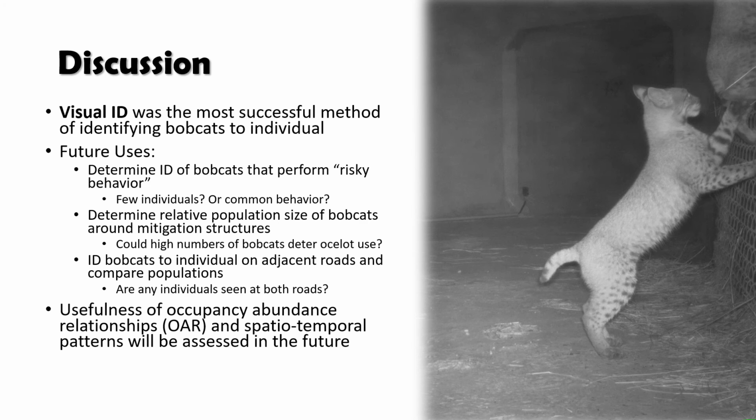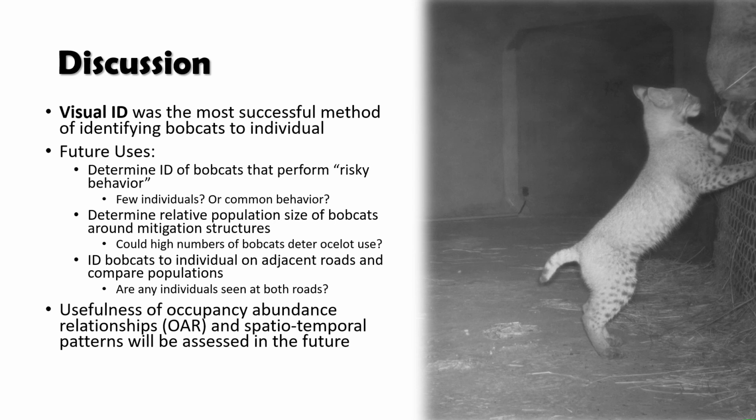We would like to determine an ID of bobcats that perform risky behavior such as jumping fences. Are there a few individuals, or is this a common behavior? We would also like to determine the relative population size of bobcats around these mitigation structures. Could high numbers of bobcats be deterring ocelot use?